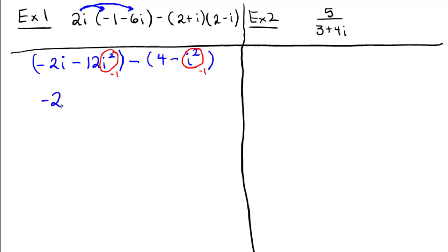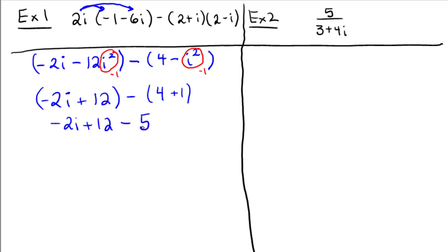So now we'll have a negative 2i. The i squared is a negative 1, and 12 times negative 1 is negative 12. So if we subtract a negative 12, we're going to be adding a 12. Minus, and over here we're going to have a 4. i squared is negative 1, so we'll have 4 minus negative 1, or in other words 4 plus 1. So now negative 2i plus 12 minus 4 plus 1, of course, is 5.